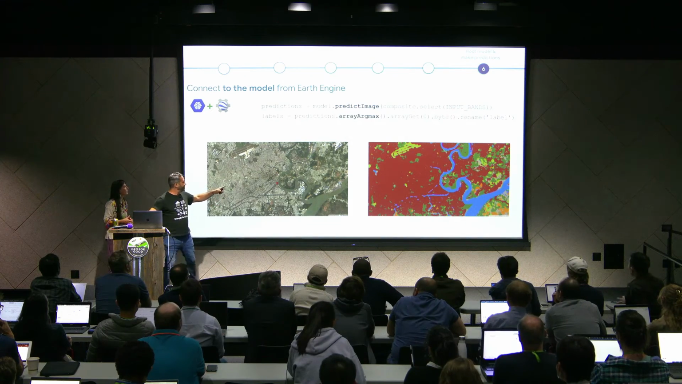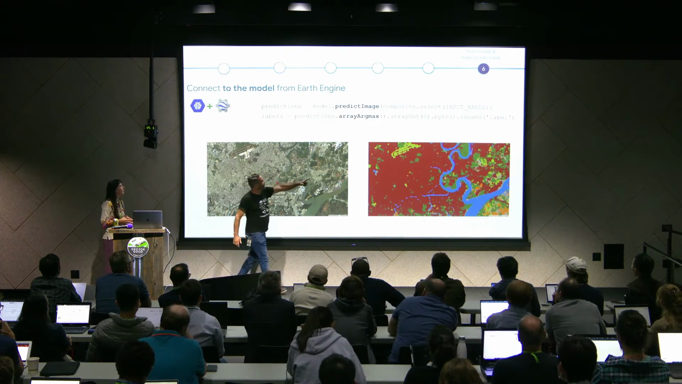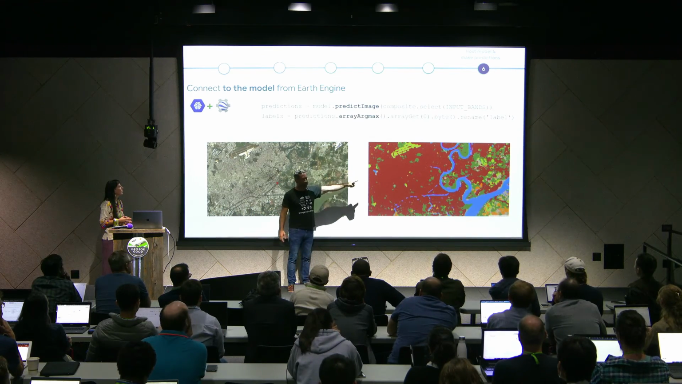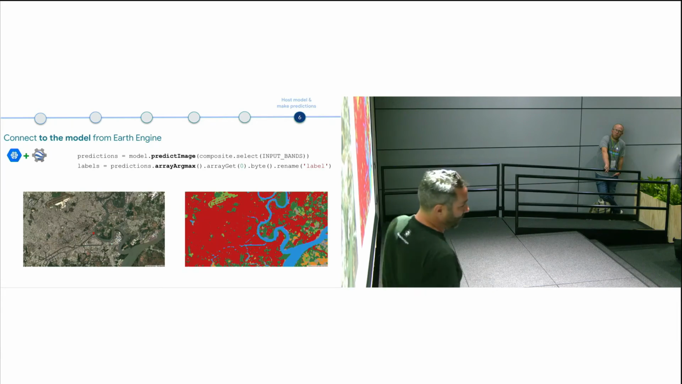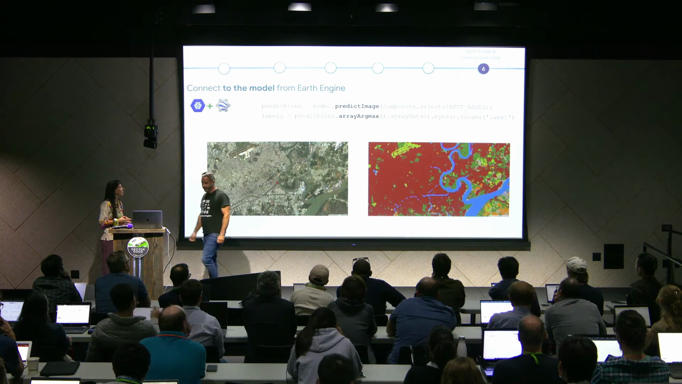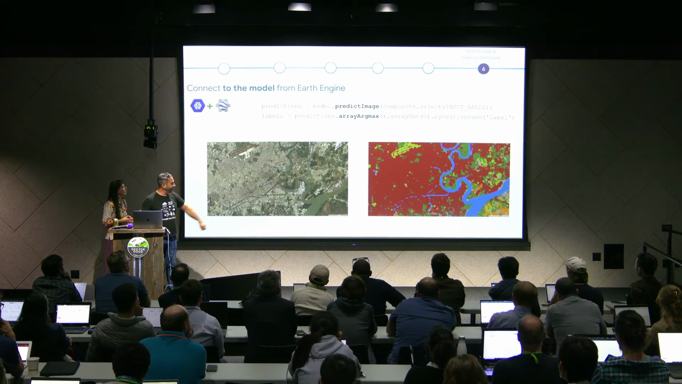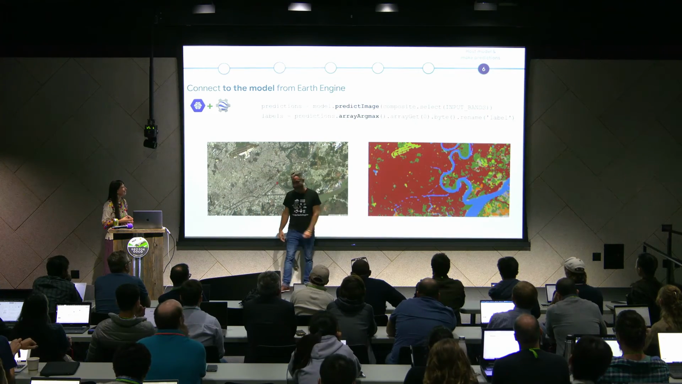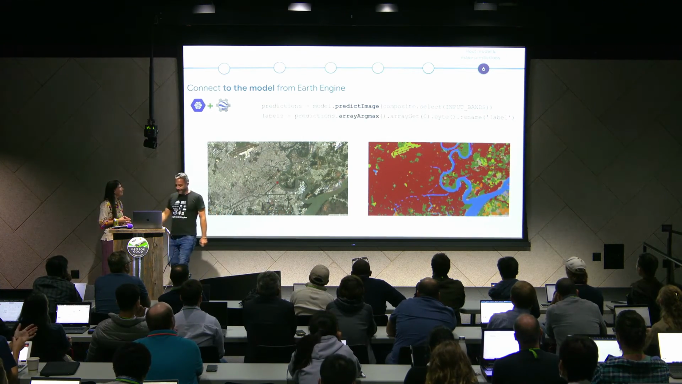This is what you get. This is the input. This is the output. You call predict image on the input. You get that vector of probabilities that I mentioned before. And if you want the class label, you call array argmax on that image, and then you get the label, and then you get your patch. And this is the result of my not fancy model at all.